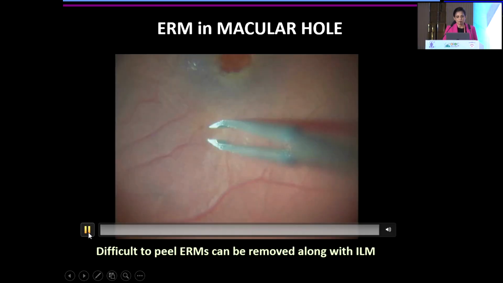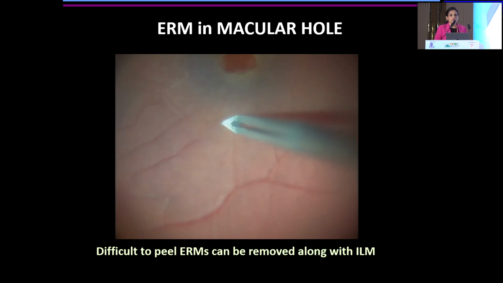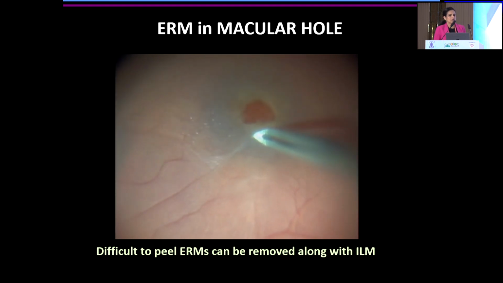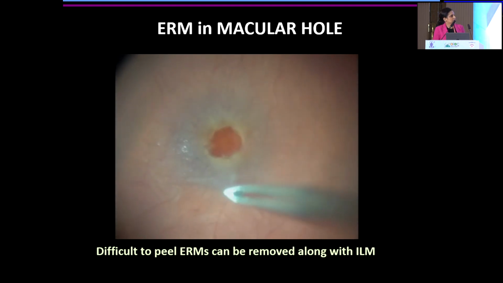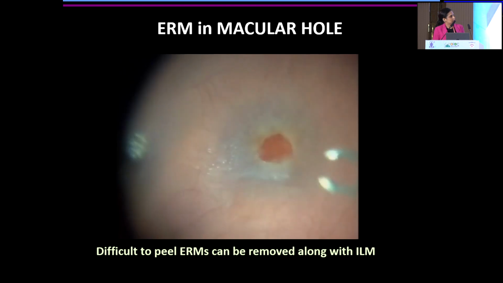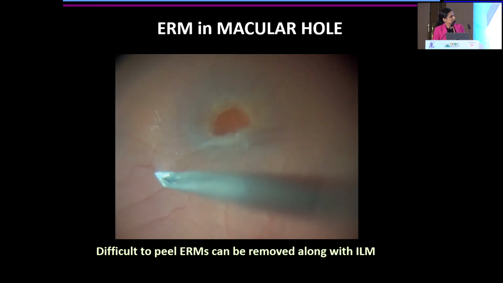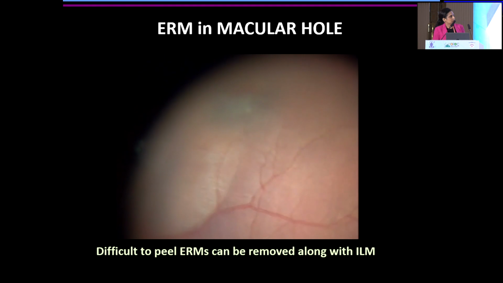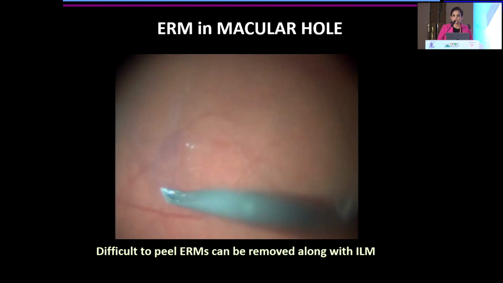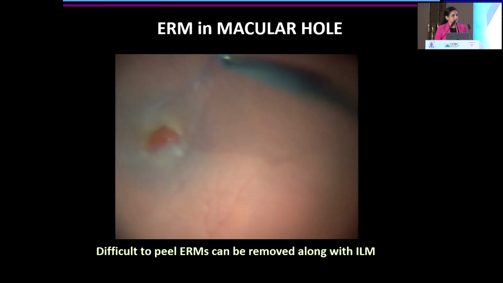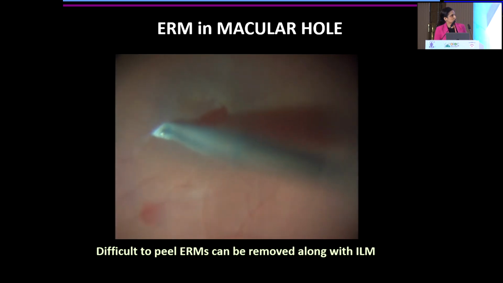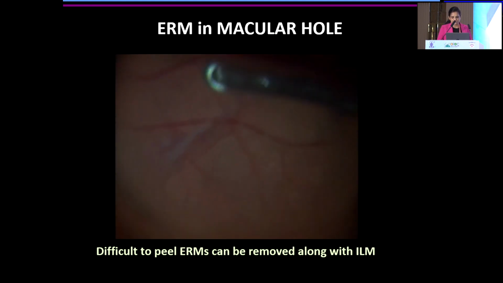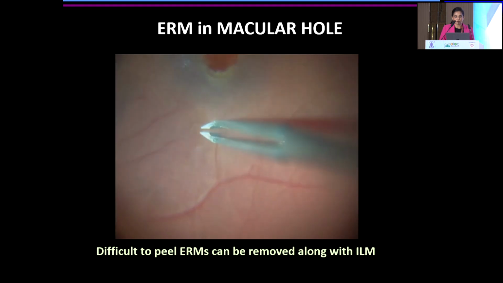Now, epiretinal membranes which are difficult to peel can be removed along with the internal limiting membrane. So here I'm trying to get an edge of the epiretinal membrane, but this patient has a macular hole and I'm not very clear where the membrane is ending. So we can get a grasp of the internal limiting membrane and pull it off. And then once the ILM comes off, the epiretinal membrane automatically comes off along with the ILM. So this is a very good technique when you're not very sure where the membrane ends, or if it's a very adherent epiretinal membrane, you can just peel the ILM from a different area and the ERM comes off along with it.